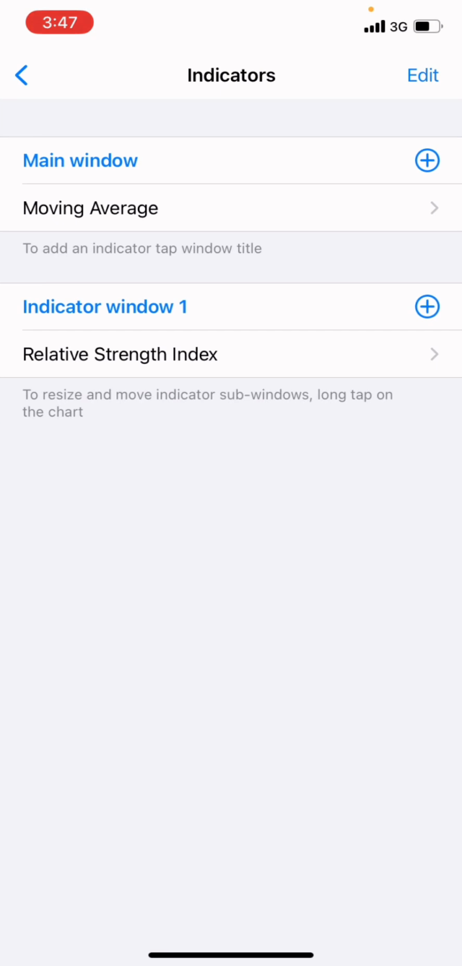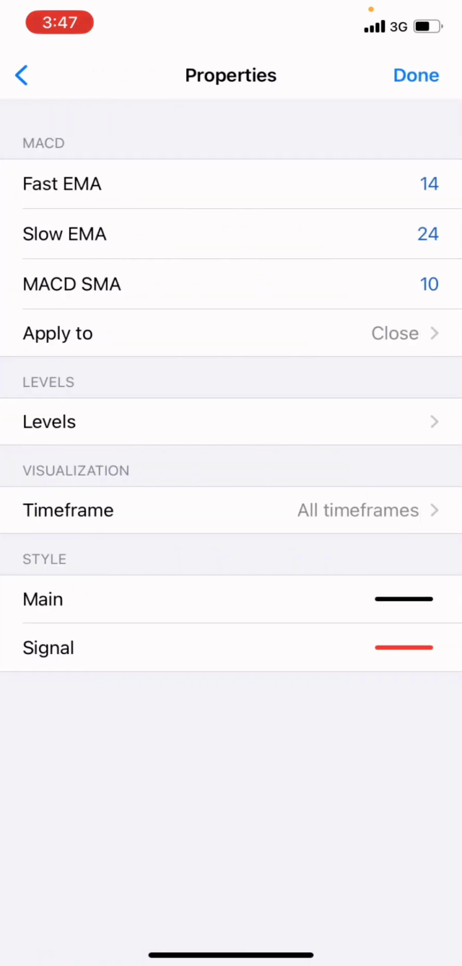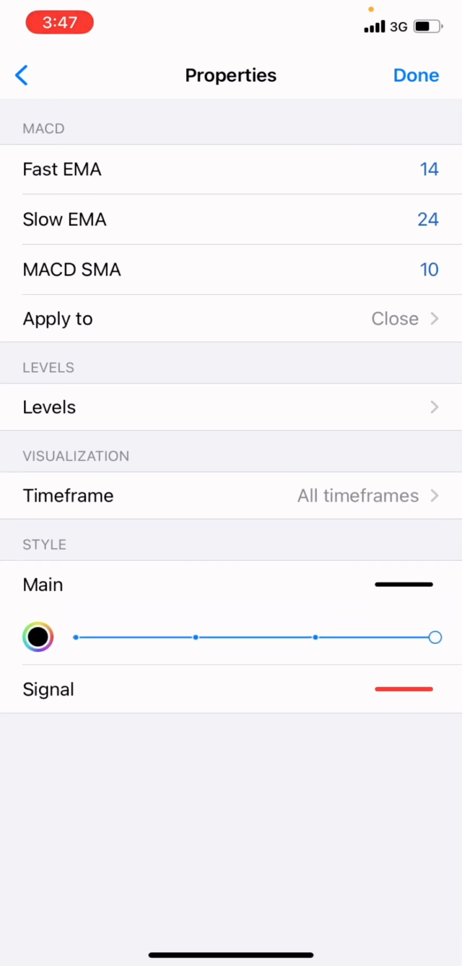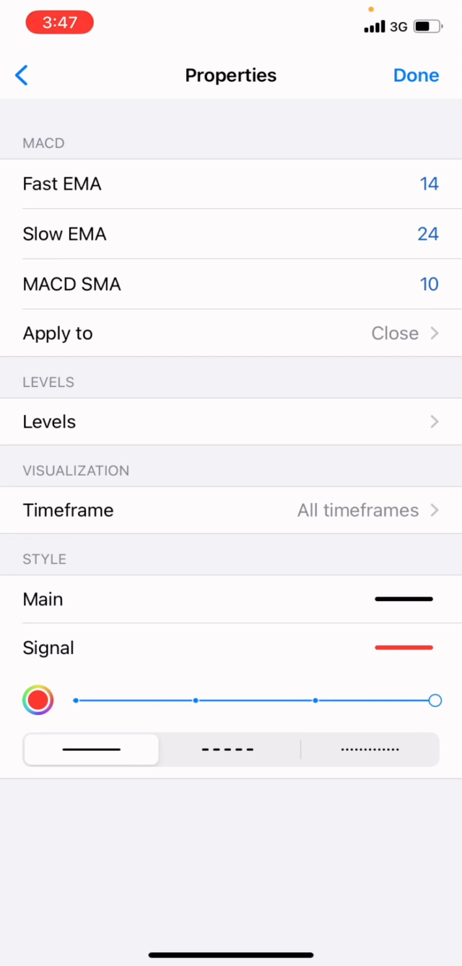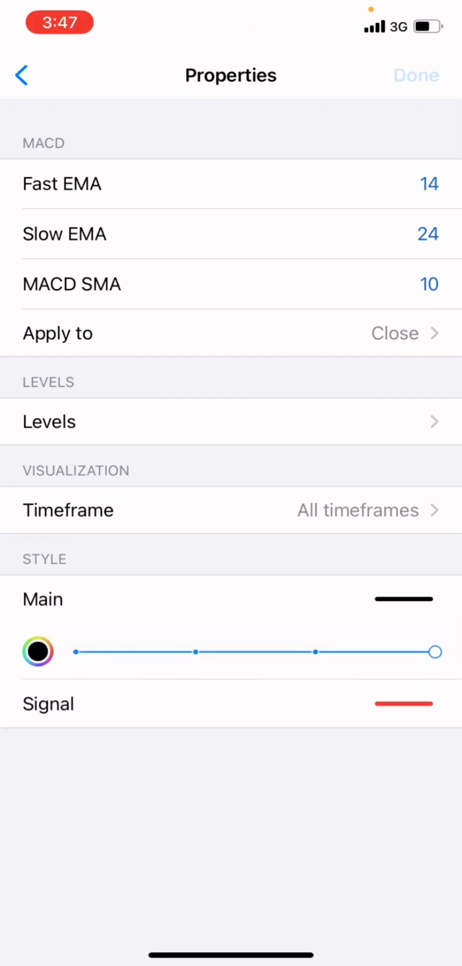Now I'm going to put on the MACD indicator just to confirm this, guys, for you, just to show you how perfect this analysis that I've shared with you is. The fast EMA on 14, slow EMA 24, MACD SMA on the level of 10, applied to close. Right here, main color 4 pixels, signal 4 pixels, color red, and the main color black. Then you click on done.